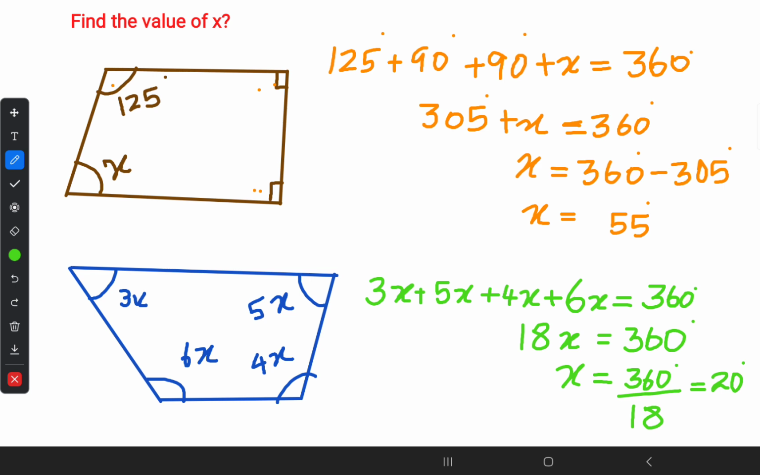These were questions to find the magnitude of x in each case. In the first one, we had a sum with numbers and x altogether equal to 360. That's how we found x as 55. In the second question, all angles were related to x. We got the sum and after simplification, x equals 20 degrees.